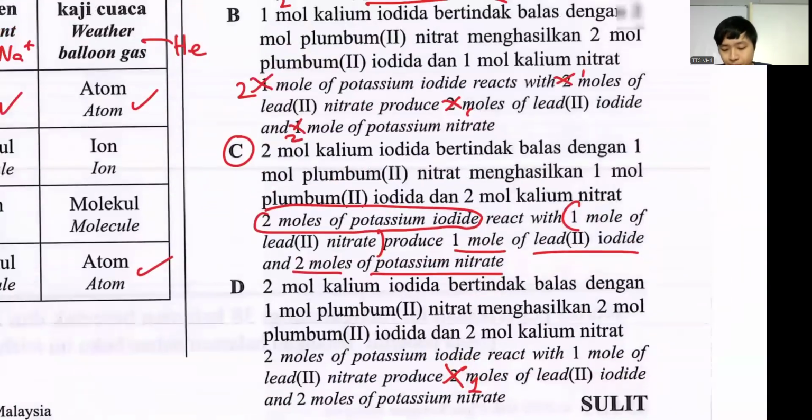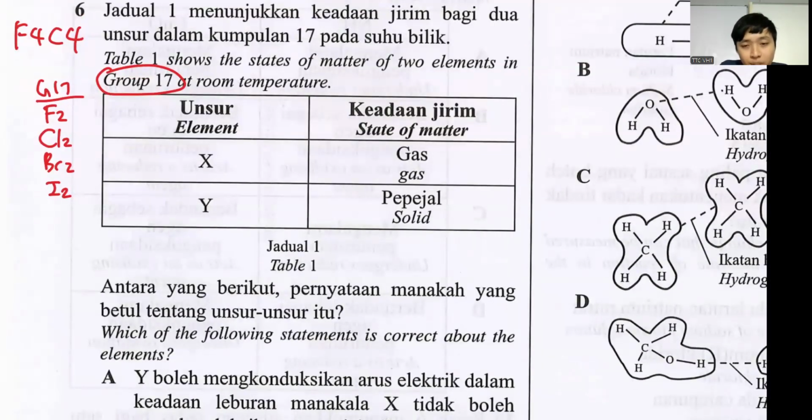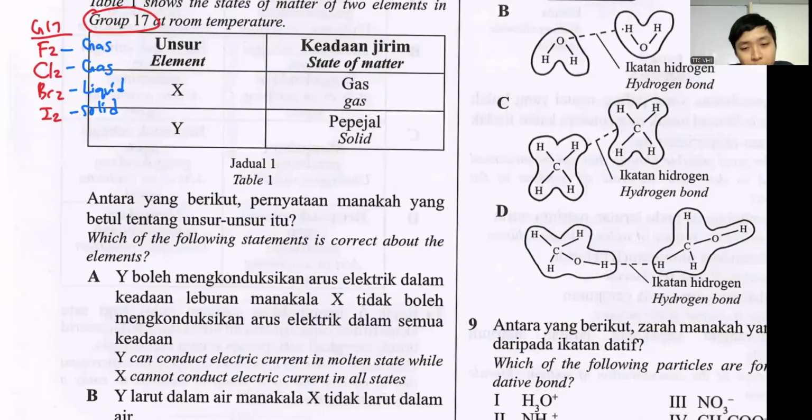Question 4. Okay, so I talk about question 6 first. Which of the following statements is correct about the elements? Okay, so in this case, X, gas got two. Fluorine and chlorine in room temperature is gas. Bromine is liquid. Iodine solid.